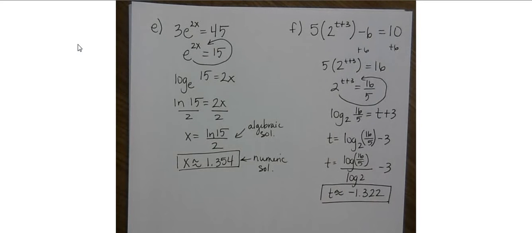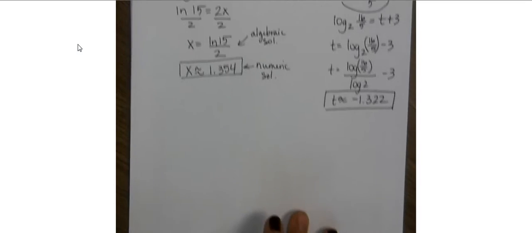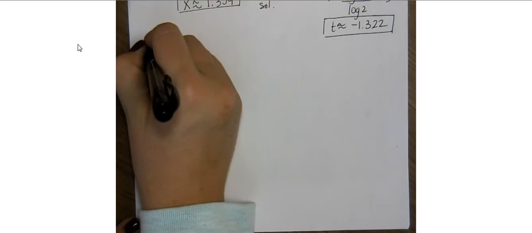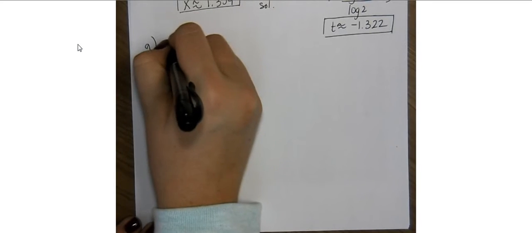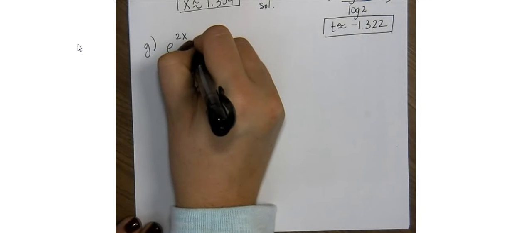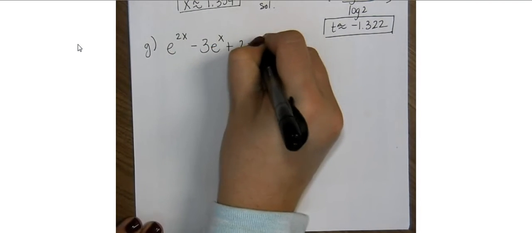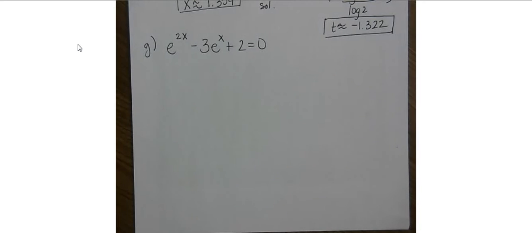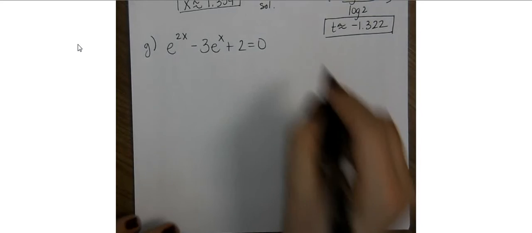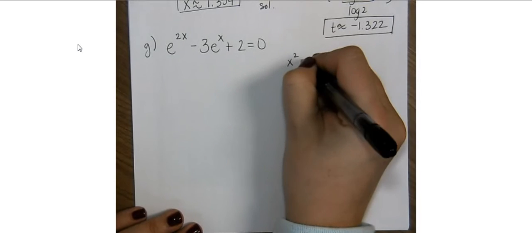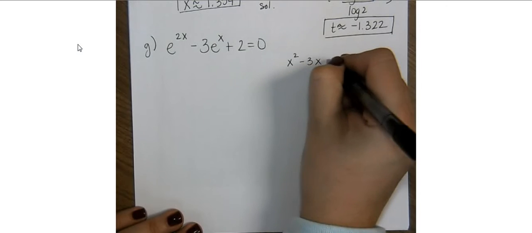All right, let's look at something a little different. Okay, so we have e to the 2x minus 3 e to the x plus 2 equals 0. All right, now this is a little different. It looks a little intimidating, but I want you to think about what this kind of reminds you of. Does it remind you of this? x squared minus 3x plus 2 equals 0.